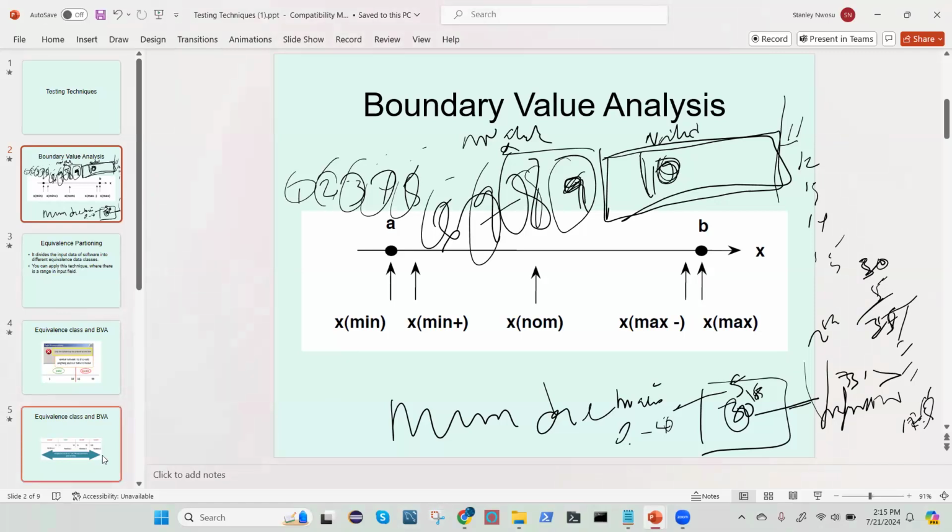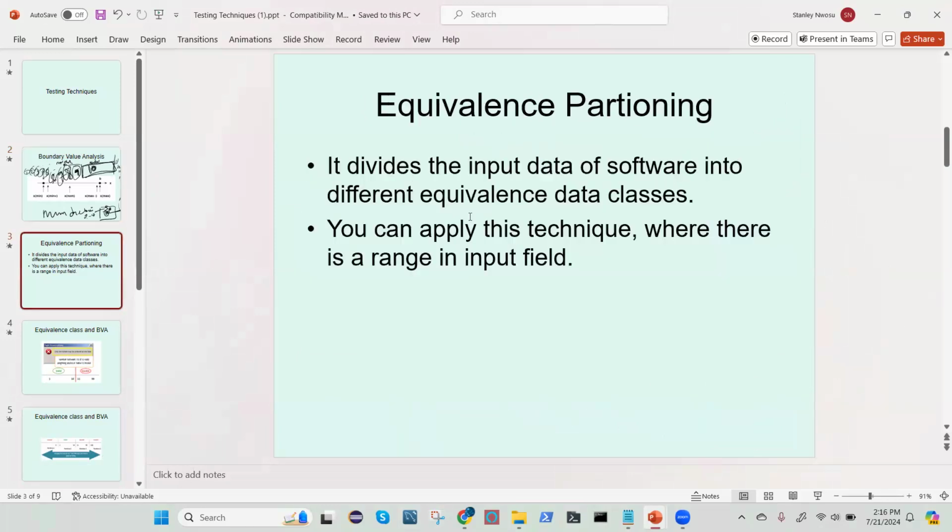And I told you that equivalence class partitioning creates valid and invalid classes. Okay, so it divides the input data of software into different equivalent data classes. You can apply these techniques where there is a range in input values, or when there are multiple ranges in input values. So you can then apply your equivalent class partitioning.